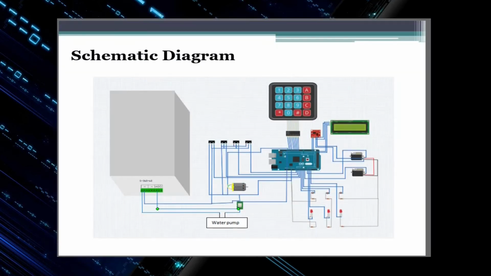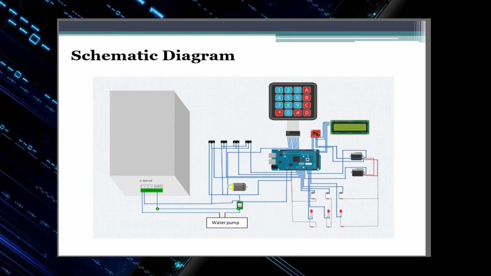Figure 8, schematic diagram of automated system for fish hatchery operations. Arduino Mega is used as the brain of the system. Keypad is connected to the digital pin 3 to 10. LCD is connected to SCL and SDA of the Arduino. The four float switches are connected to analog pin 0 to 3.